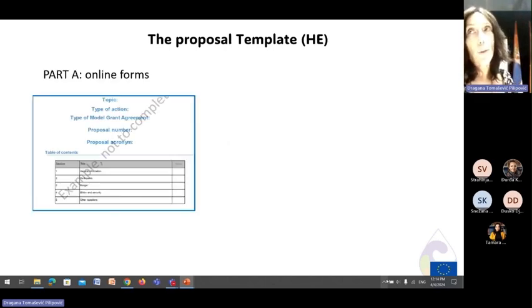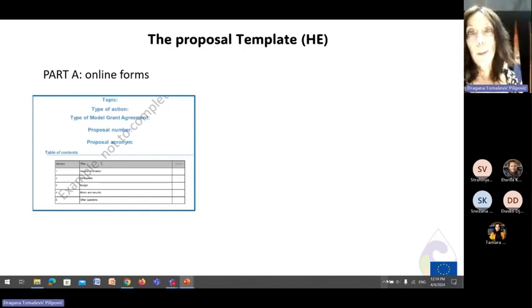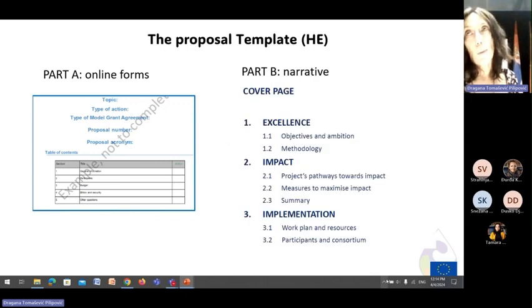which are the online forms, and this is basically all the information about the partners. So who are the partners, addresses, etc. This is the part that you are not so interested in. And then we have the part B, which is the narrative, which is the proposal. Here you can see all the sections.